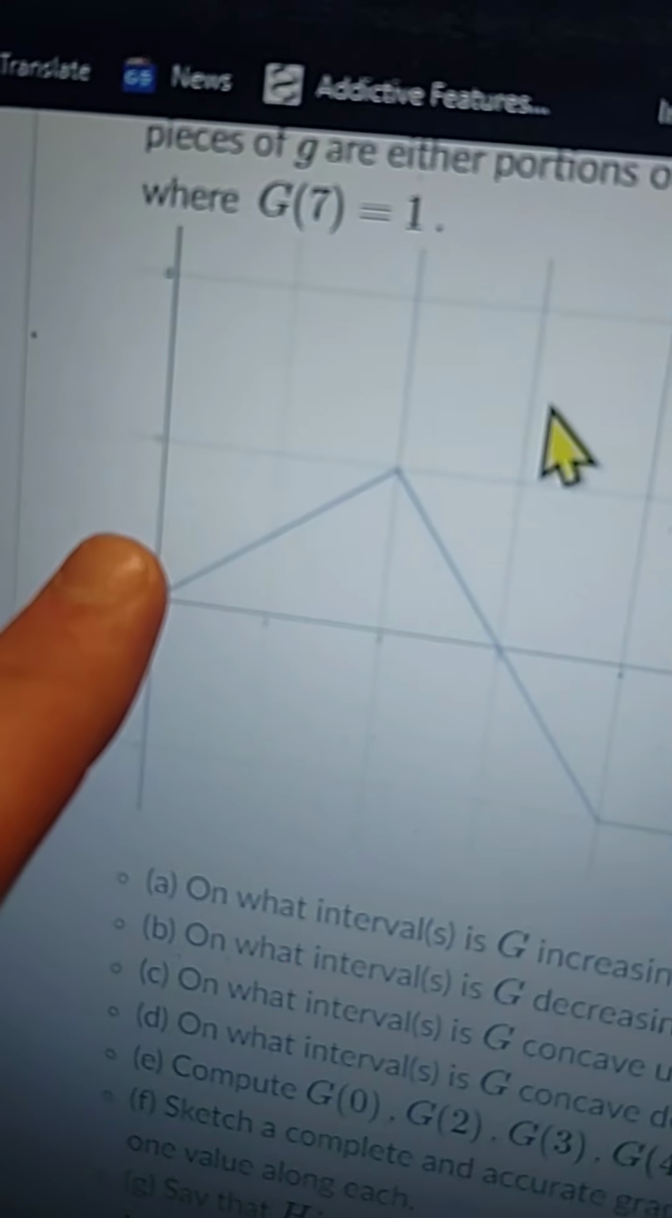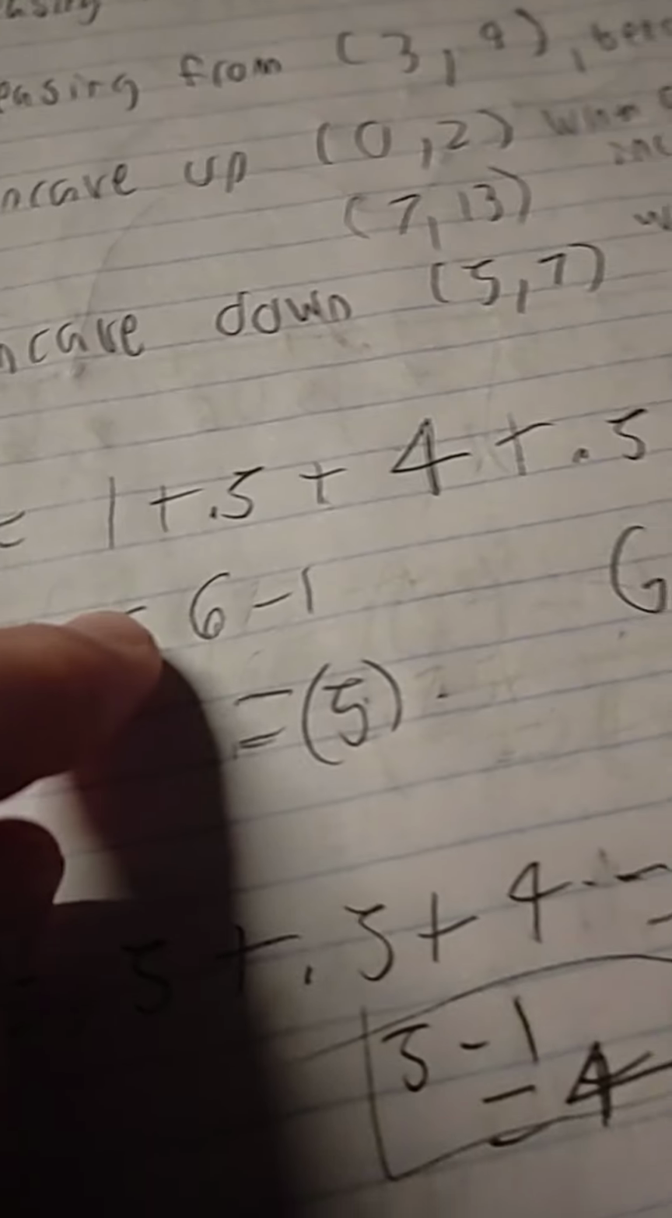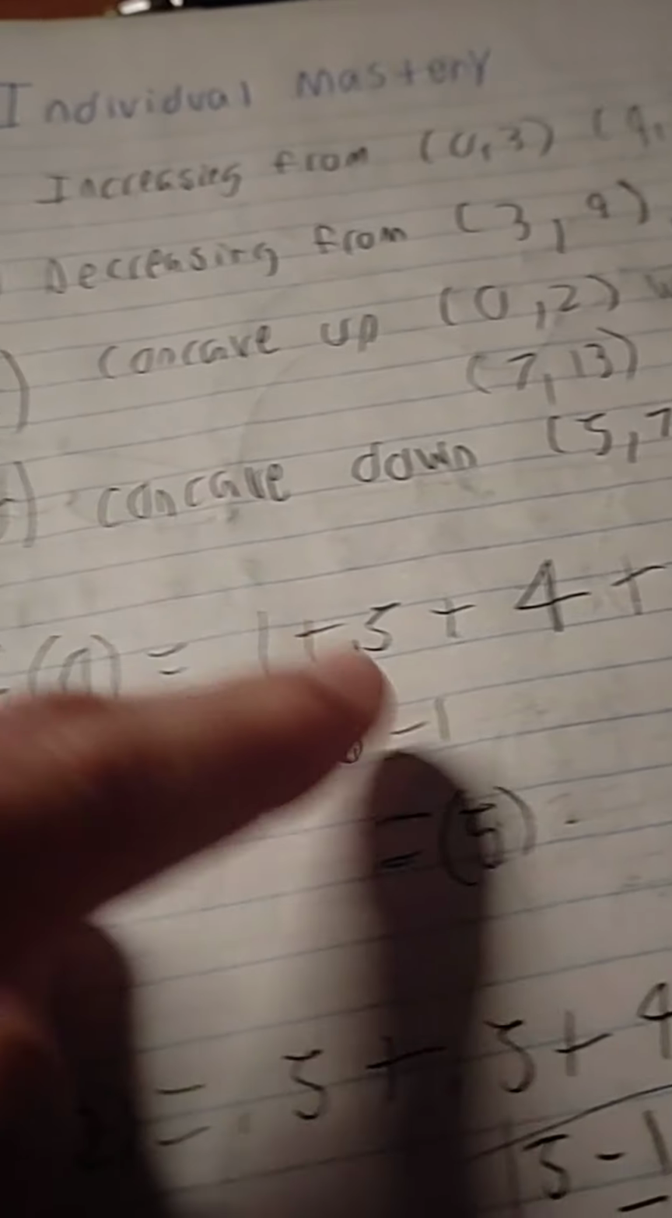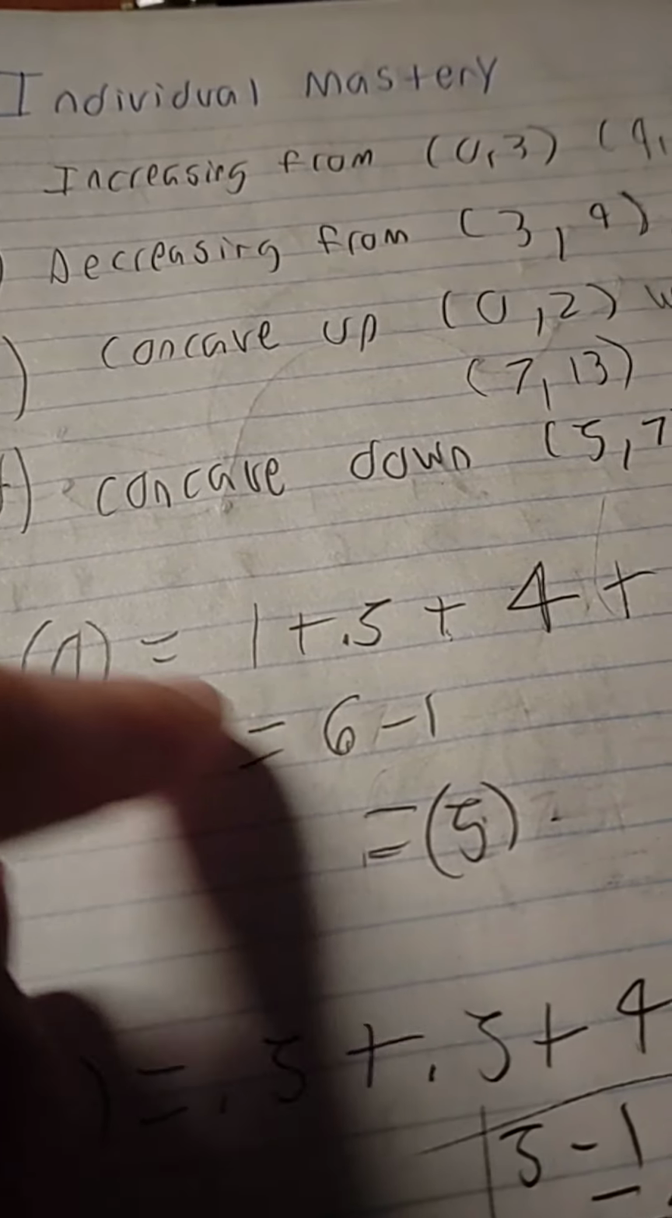And so g of 0 is right here, and from 0 to 7, we add all the areas up and we get 6, but it's minus 1 because 0 is less than 7, since our g of 7 equals 1. So if it's less than 7, we minus 1, and that equals 5.